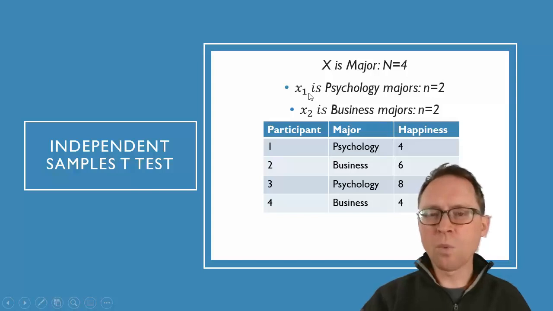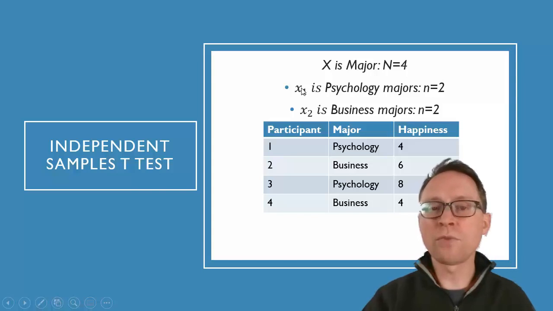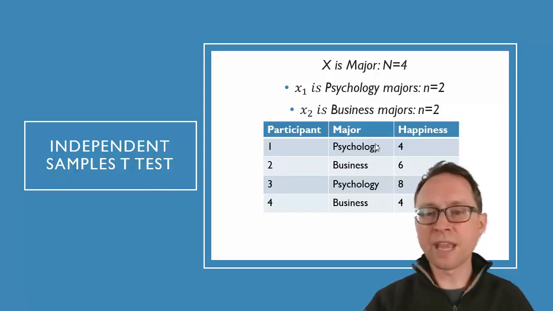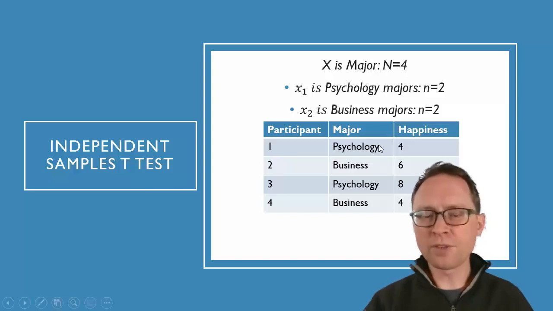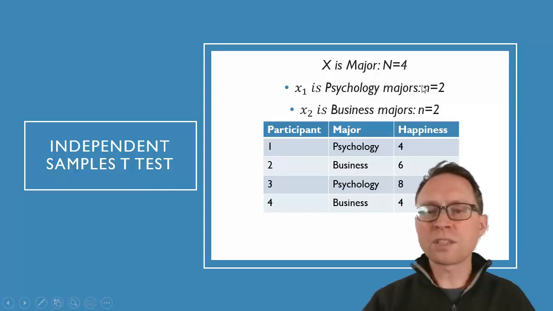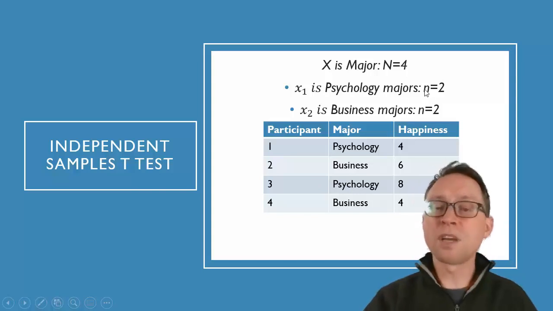When we talk about x sub 1, now we are talking about happiness. Happiness is x. And x sub 1 is happiness for psychology majors only. So x sub 1 means we're looking for the dependent variable x in one of the levels. So that is psychology majors. The n is 2. Participant number 1 is a psychology major, and participant number 3 is a psychology major. There's two of them. So this lowercase n means the subgroup.